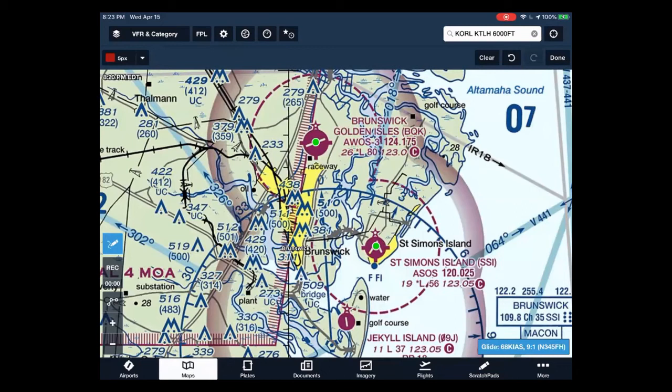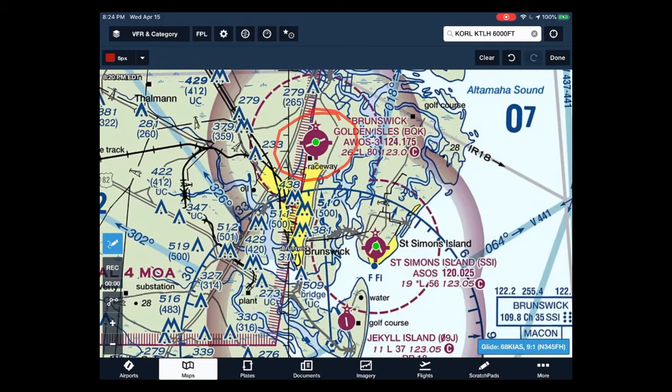Well, really what it boils down to is we don't know the specifics, perhaps the reasoning why, as far as maybe there's an operation that specifically needs to have that level of protection there. For example, at Brunswick Golden Isles, there's a heavy activity of 707s, and I believe there's a big repair station there as well.